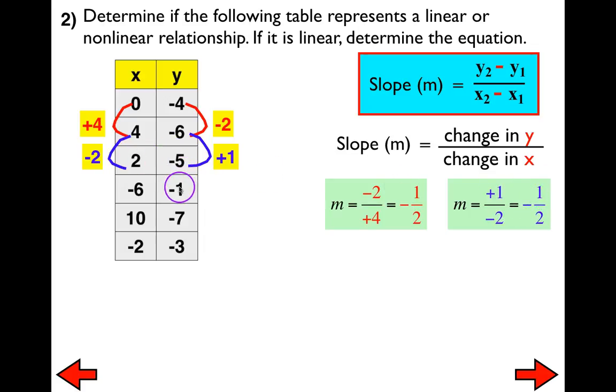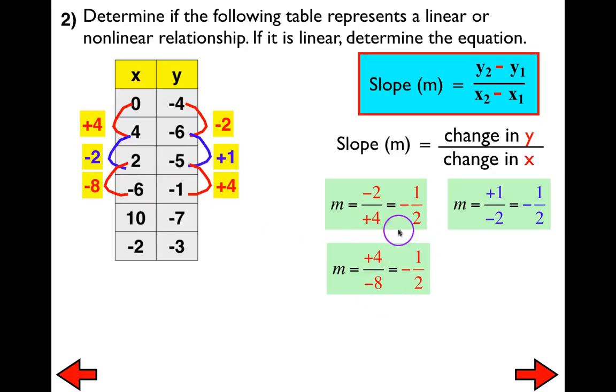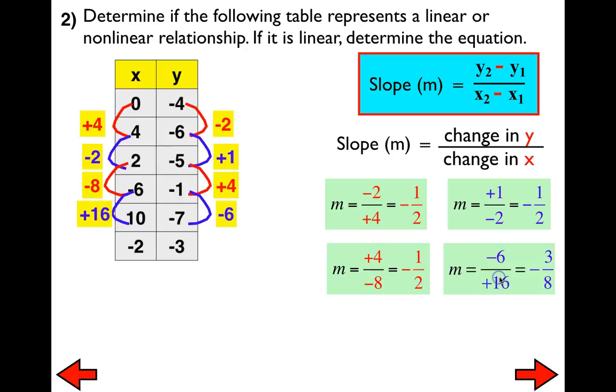How did negative 5 become negative 1? You're going to add 4 since it did get larger. How did 2 become negative 6? Well, you're subtracting a total of 8. You're going to take a second and check your ratios. They're still good. Next one, how did negative 1 become negative 7? You are subtracting 6. How did negative 6 become 10? Well, you're technically adding 16. So again, you're going to take a pause and check your ratios. Negative 6 over 16 is going to become negative 3/8. That is not equivalent to negative 1/2.